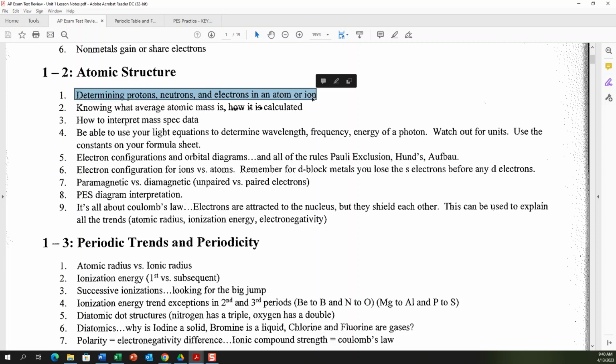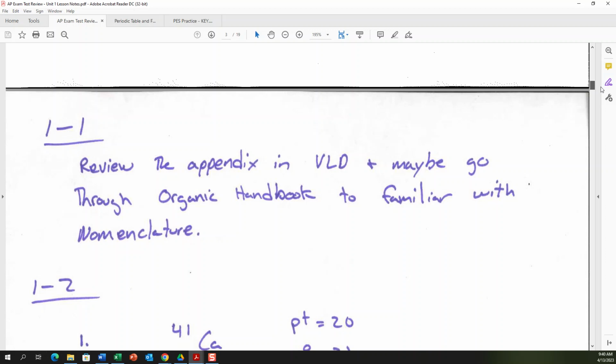Okay, so that's what I'm referring to in my notes. For 1-1, remember it's all the nomenclature. Go to your visible learning document, look at the appendices, right? Remind yourself the names of your polyatomic ions. Remind yourself how to name ionic compounds versus covalent compounds versus acids versus organic compounds, that kind of thing.